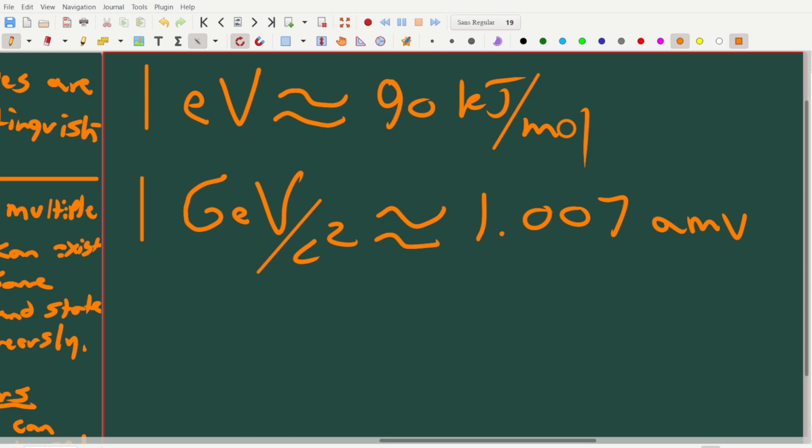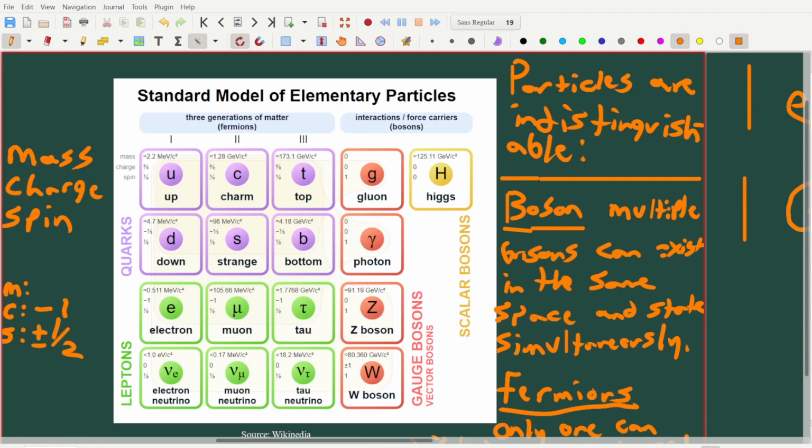All right, so let me go back to our table. So if we look at it, the electron is 0.5 mega electron volts. That means the electron is very, very small compared to the hydrogen atom. Right? The electron is about 1,000 times smaller than the proton. It's about 2,000 times smaller, right? If we assume 1 giga electron volt is about the mass of hydrogen, this is 2,000 times smaller than that. Right? So the electron is a tiny, tiny little particle.